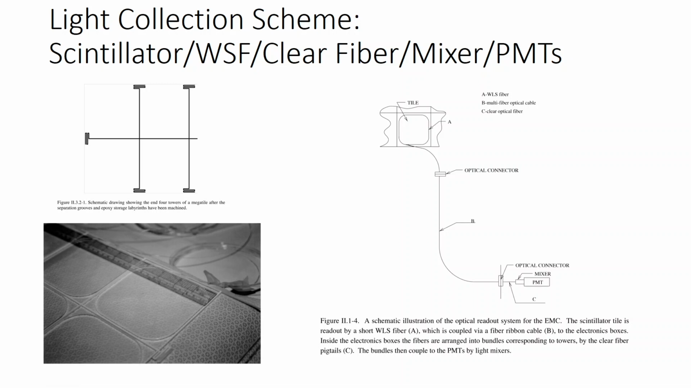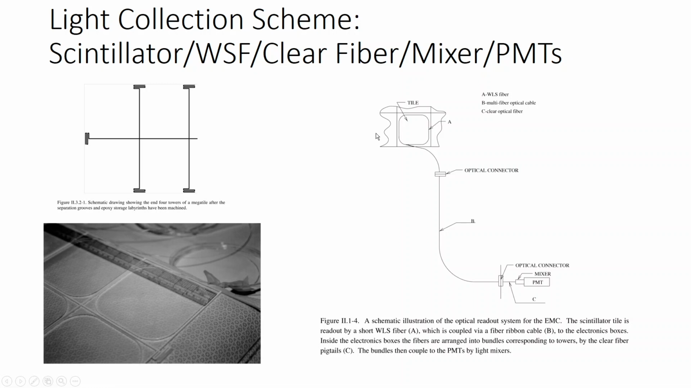The light collection scheme deserves some mention. First, we take a flat 5 millimeter sheet of scintillator and we machine 4.5 millimeter deep grooves in it, which are then backfilled with epoxy mixed with reflective titanium oxide. This has the effect of optically isolating the sheets into 2 by 20 tiles.